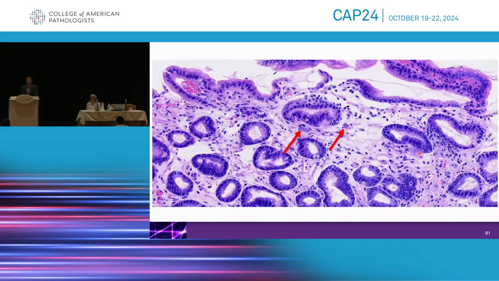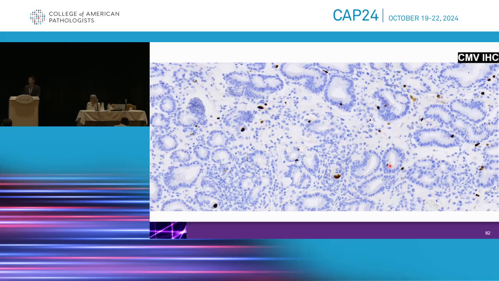But if you go to even higher power, you can recognize something. At my arrow there's a small vessel, a capillary, and one of the capillary endothelial cells is enlarged. This is another small capillary with an enlarged endothelial cell, and you can also see some stromal fibroblasts enlarged, with large cytoplasm. The morphology is not that typical for CMV infection, but remember that CMV often infects endothelial cells. You can see the immunostain for CMV: very impressive, a lot of cells. Even though we can see one infected epithelial cell, most of them are stromal cells and endothelial cells.